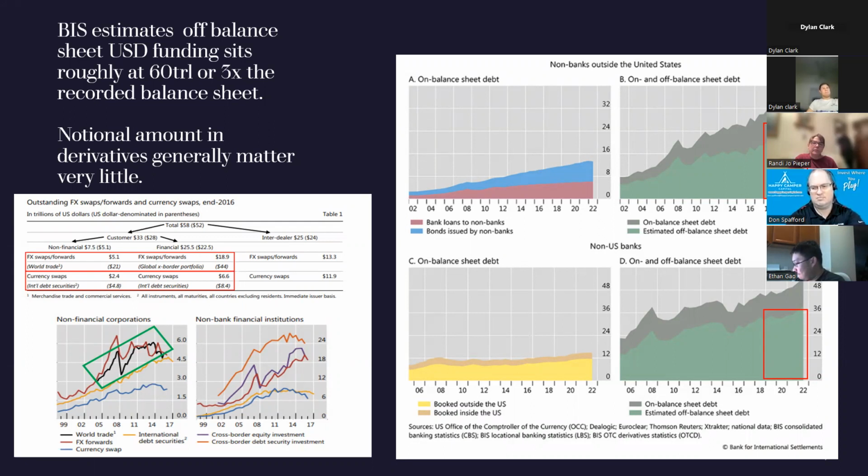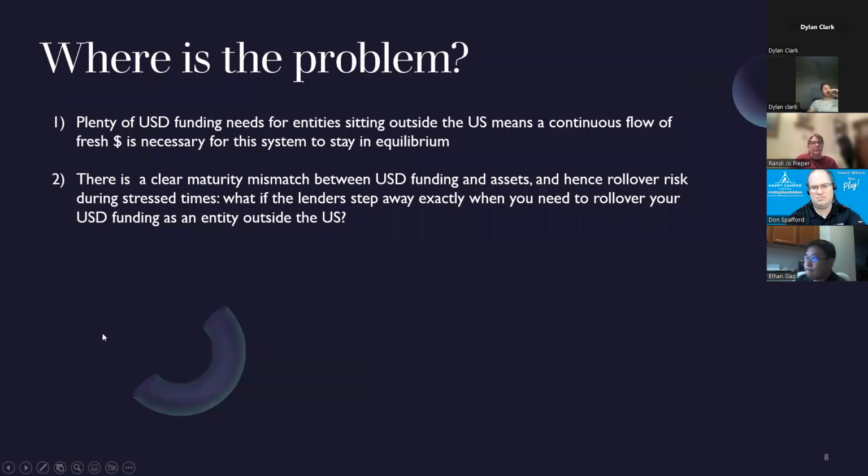There are still some things to worry about, which put the material on the downside. So two problems. One, plenty of US dollar funding needs for entities sitting outside the US. So a bunch of entities outside the US are the ones who need the funding. That means a continuous flow of fresh dollars is needed for the system to stay in equilibrium. Kind of like how we're seeing right now with inflation. We injected a bunch of cash into the system, it broke it. The same kind of principle can happen here.